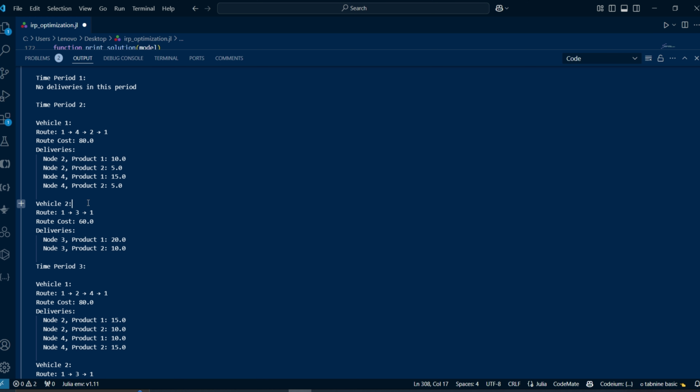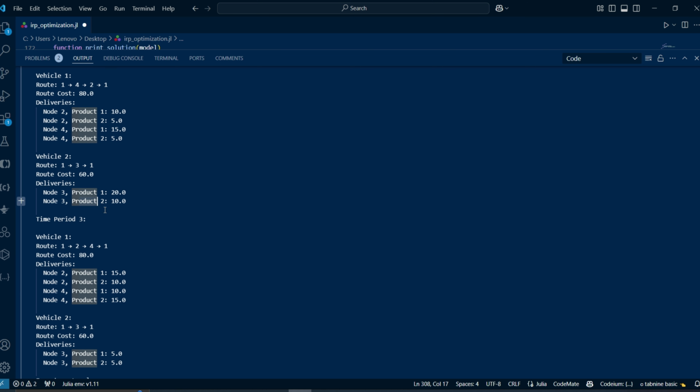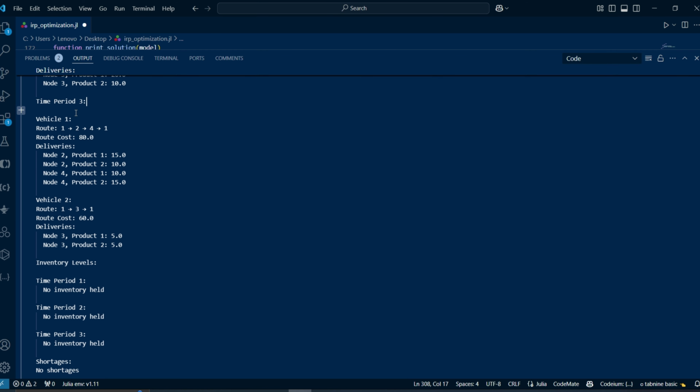Vehicle 2 followed the route 131 with a route cost of 6 units, delivering node 3 product 1, 20 units, node 3 product 2, 10 units. And time period 3 here. What happens here? Vehicle 1 traversed the route 1241, incurring a route cost of 8 units, and completed the following deliveries: node 2 product 1, 15 units, node 2 product 2, 10 units, node 4 product 1, 10 units, and same things.